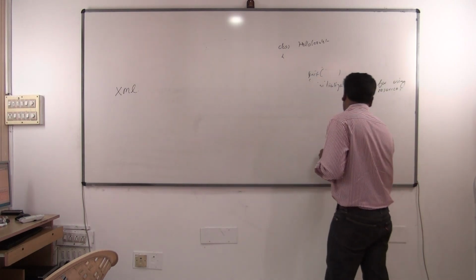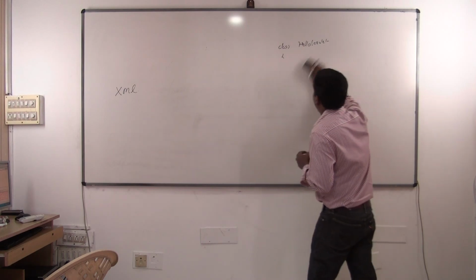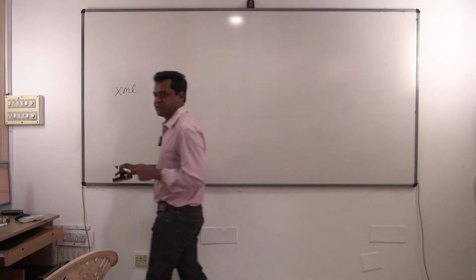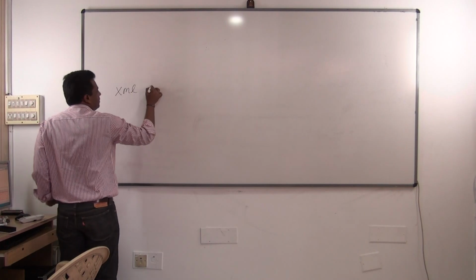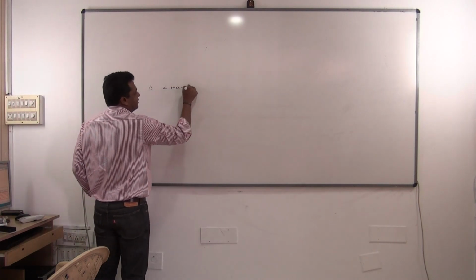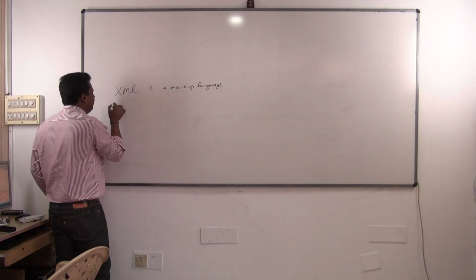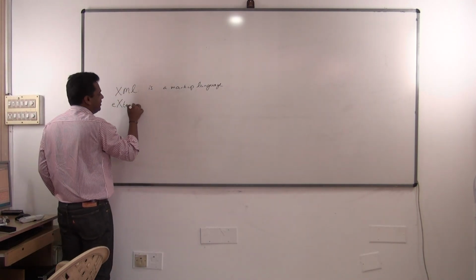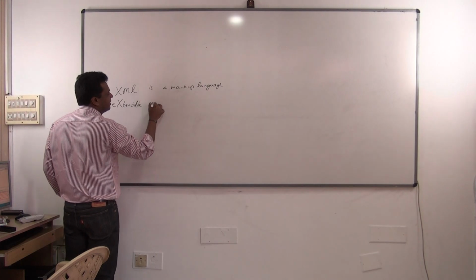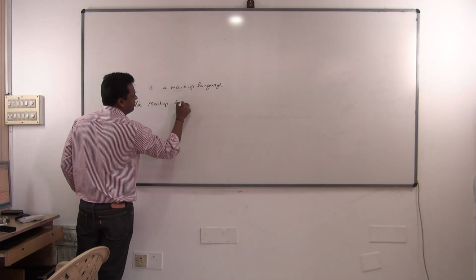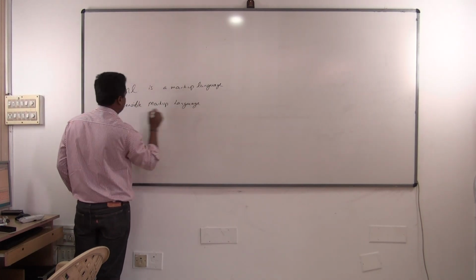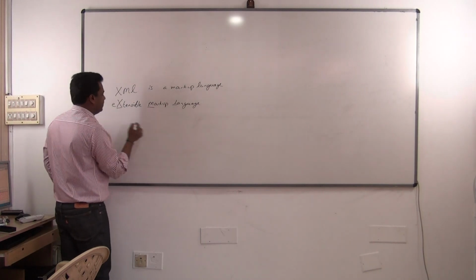XML is nothing but, as I have told you, a markup language. I'll show you how XML is used now. Markup language means it has tags. The full form of XML stands for Extensible Markup Language.